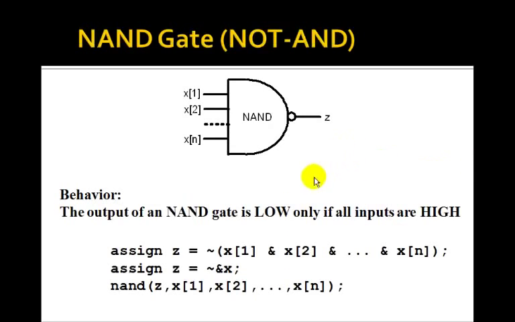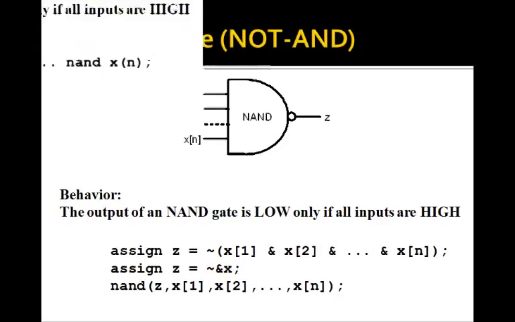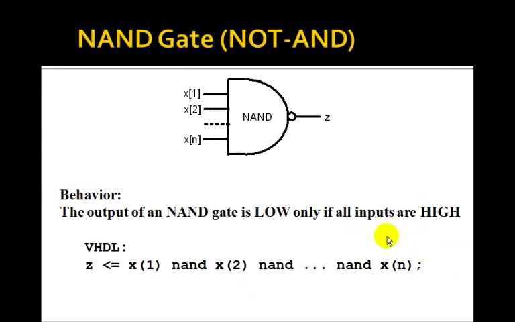Multiple input NAND gate. The output of a multiple input NAND gate is low only if all inputs are high. It's just a not and generalization of the 2-input one. This is what it would look like in Verilog. Again, the not ampersand can be used as a reduction operator. And in VHDL, you have to write out the operator name, NAND.